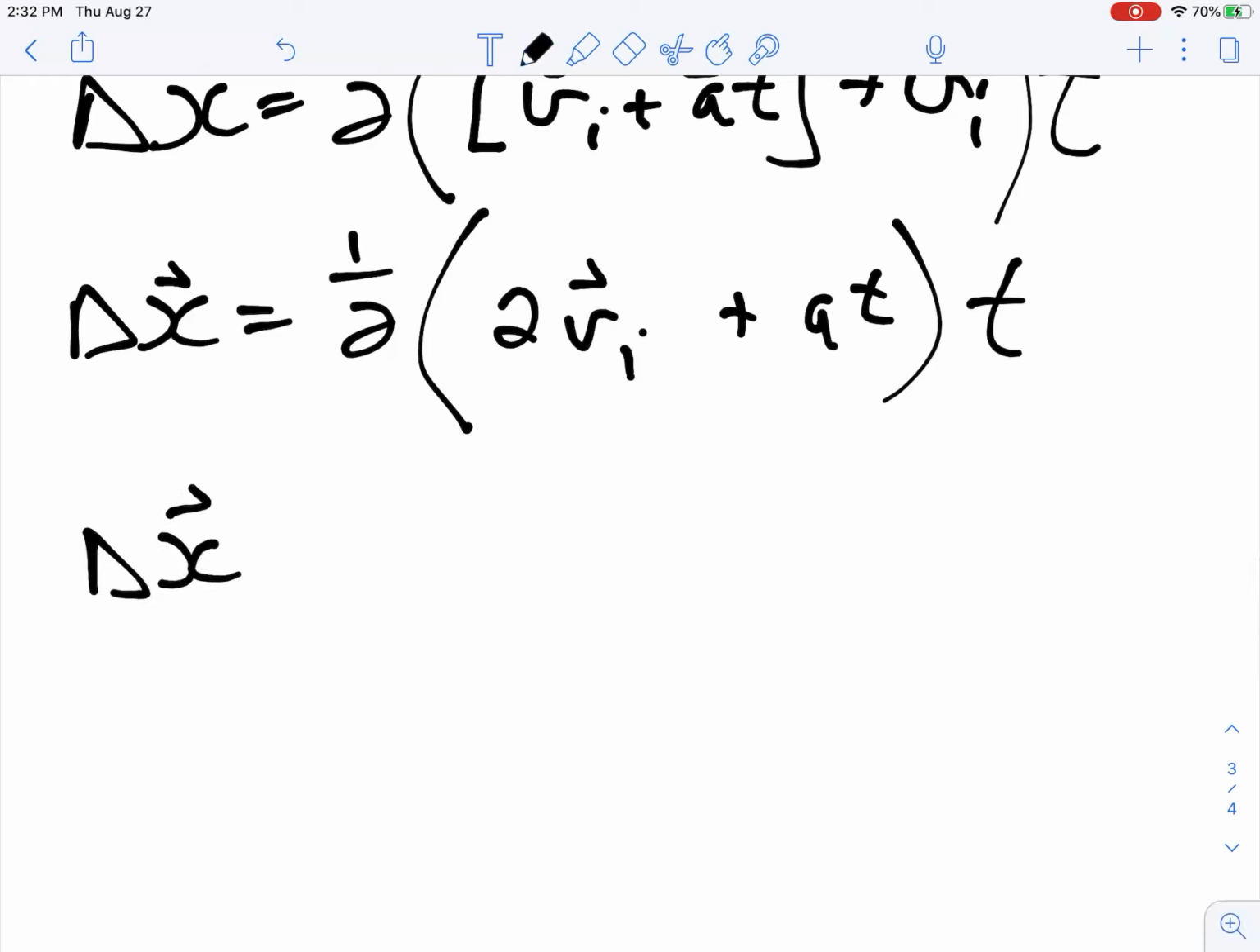Let's keep going. That gives us displacement is, I'm going to multiply everything through by 1/2. So 1/2 times this gives me V initial. At the same time, I'm going to multiply everything by T. So I got the 1/2 times it, now the T.